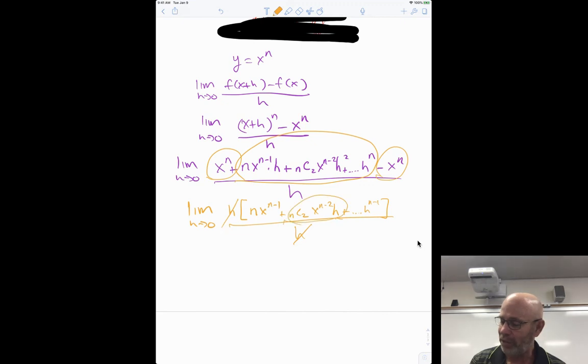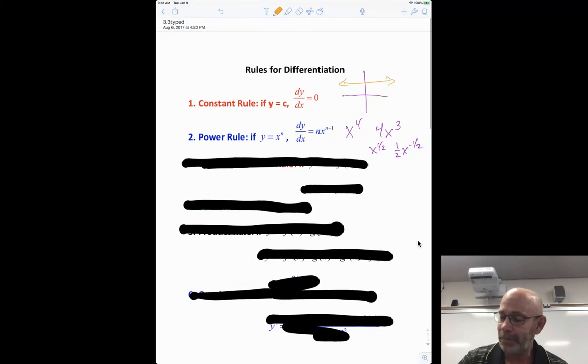All of these terms, no matter what they are, are always going to be 0 because I'm going to plug in that 0 for h. So they're all 0. And so I'm left with n times x to the n minus 1. Power rule. All righty. You don't have to know that proof. It's kind of cool, kind of interesting. If you want to dig a little deeper, let me know. I'll be happy to help you.